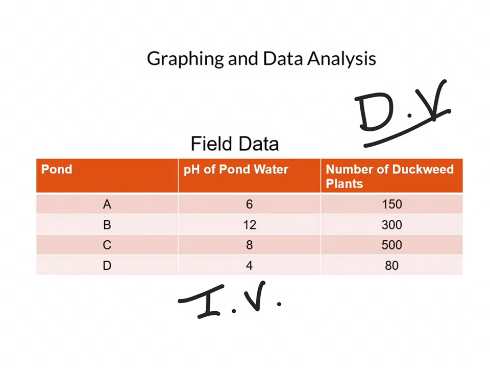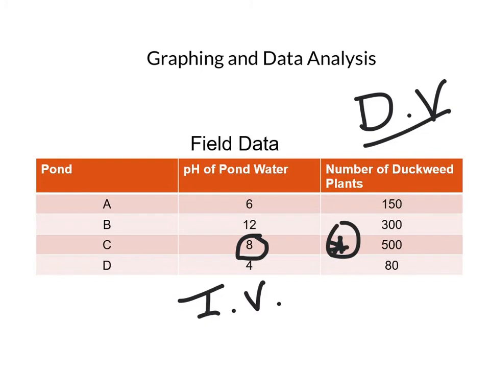So from there, then you would look at the columns. All right, you got ponds, and you have pHs, and then you have the number of duckweeds. So again, we know the dependent variable is the number of duckweed plants, and then I would presume that the pH of the pond water would be the independent variable. So from the data table, you can notice that at a pH of 8, that produced the most number of duckweed plants. So my hypothesis from that data table is that duckweed plants prefer a pH of 8.